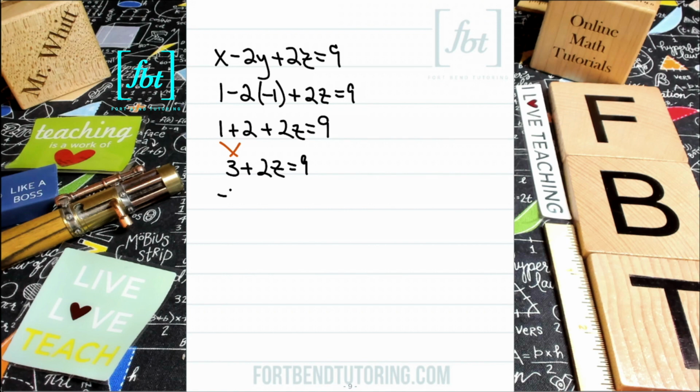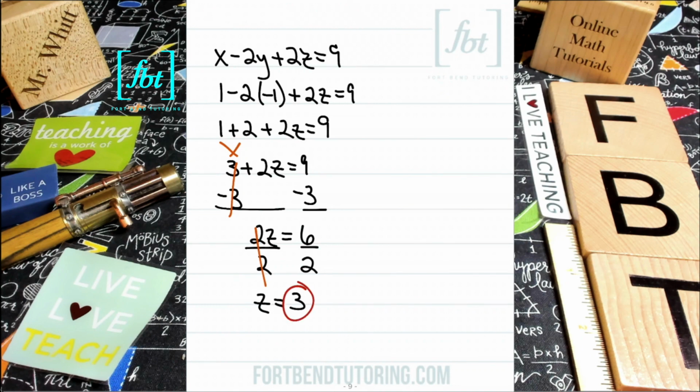Then we'll subtract 3 from both sides of our equation using the addition property of equality. Your 3's are going to cancel out, and we'll bring down 2z equals 6. Now we'll divide both sides by 2. So here I have my 2 going into each side of the equation, and the 2's cancel out on the left. We'll be bringing down z equals positive 3 after dividing 6 by 2.